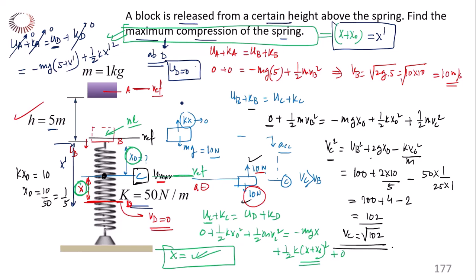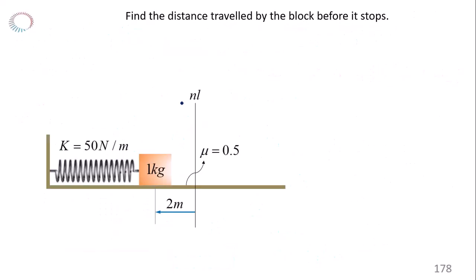Whenever you select particular points, between those 2 points you should apply it and accordingly write the equations. Now let us say there is another problem. You are asked to find the distance traveled by the block before it stops. Initially the spring is at natural length. You compress the block by 2 meters and release it. The block moves forward, and ultimately one point will come where its velocity will be 0, that means it is at rest. You want to calculate how much distance it has traveled before coming to rest.